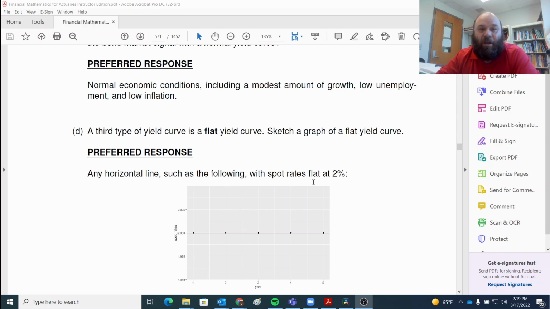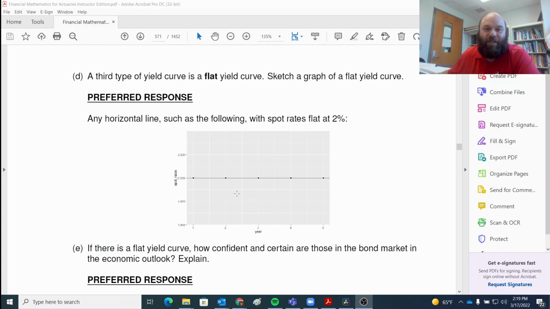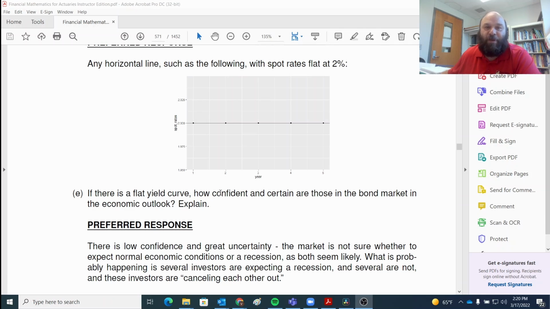However, what can we read about economic expectations? It's a little uncertain, right? The market here is showing some uncertainty and low confidence. They don't know whether to expect normal conditions or recessions in the short term. Both seem likely. What's maybe going on is some investors expect a recession and some don't, and they're maybe canceling each other out. It's hard to say. So it's a little more indeterminate, as opposed to a normal or an inverted yield curve. The market's not all speaking with one voice.